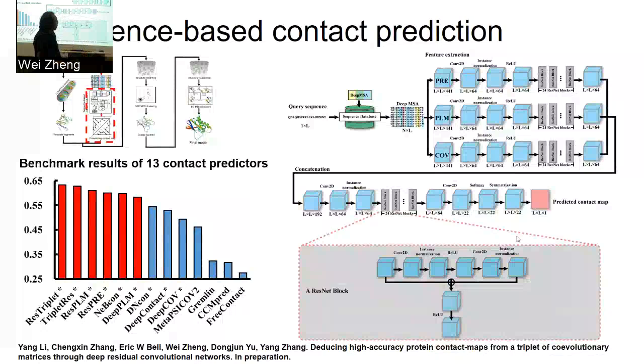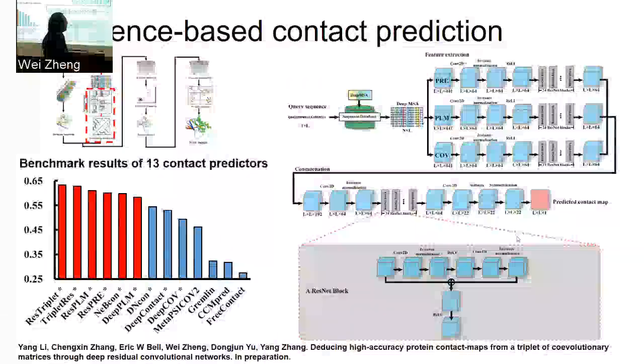Otherwise, they do not use deep learning. From this benchmark result, we can see the methods using deep learning technology are much better than those not using deep learning. So it's about twice as good as Gremlin. Is that an area under the curve for successfully predicting a true contact? What is that number? Probably precision, right? Yeah.